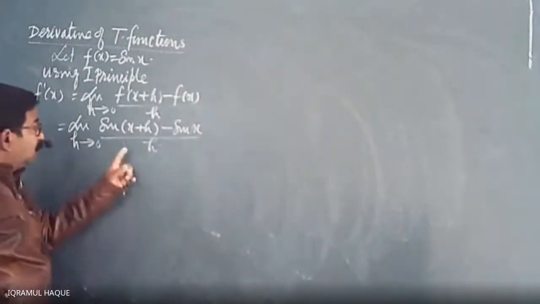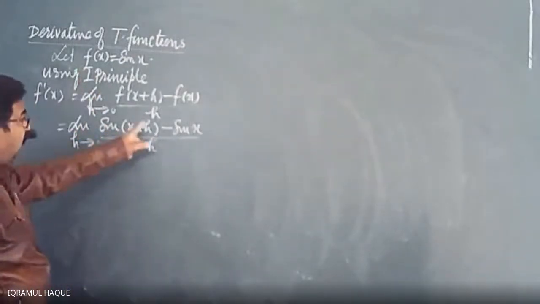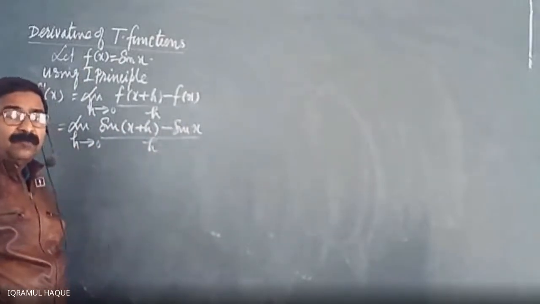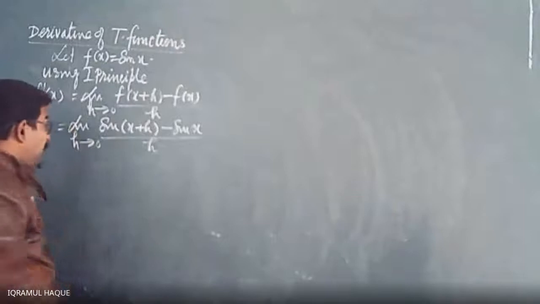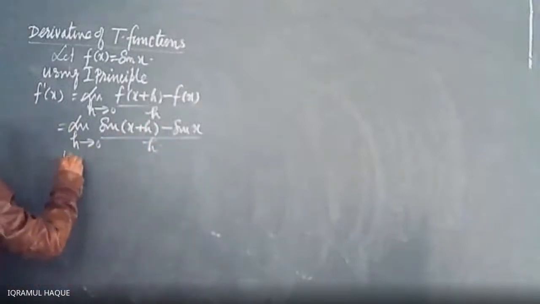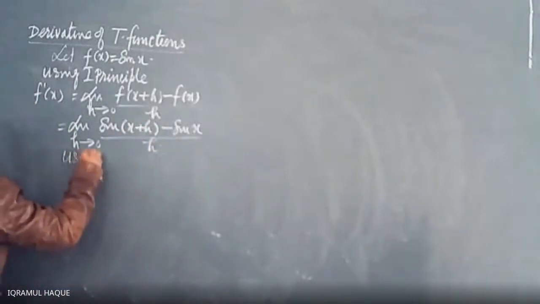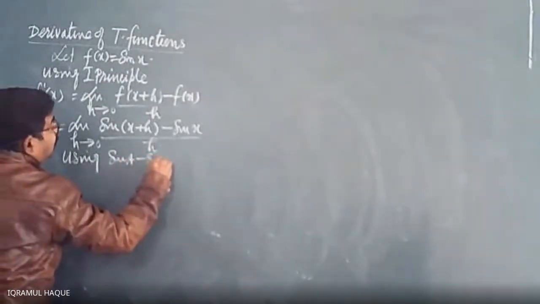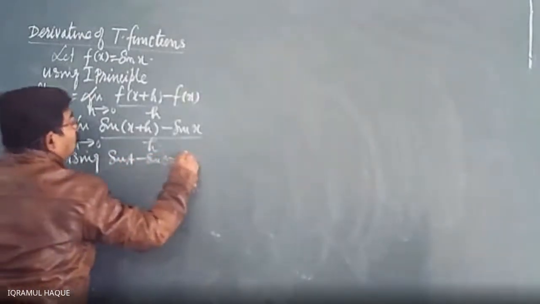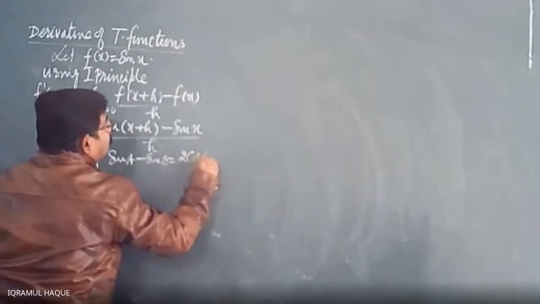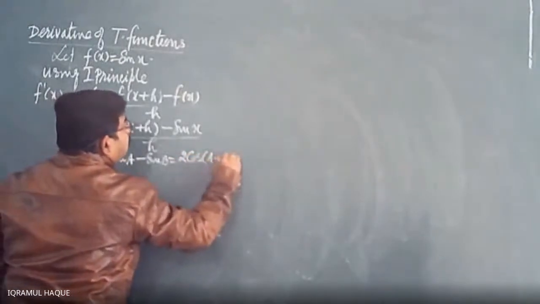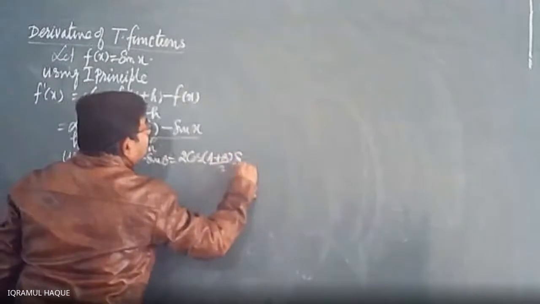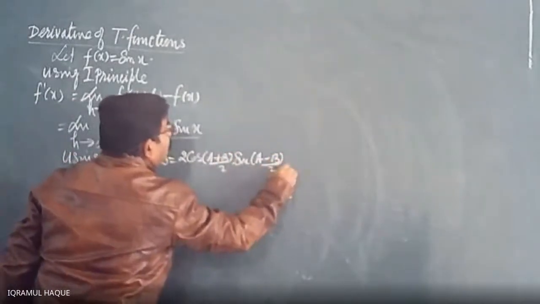Now here we will use the formula of sin A minus sin B. And I think you remember the formula of sin A minus sin B. I am writing: sin A minus sin B is equal to 2 cos((A+B)/2) sin((A-B)/2). This is the formula.